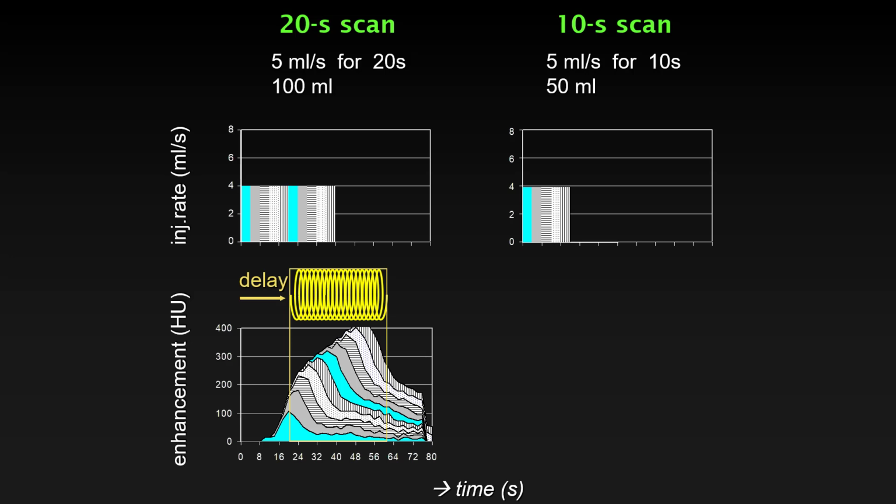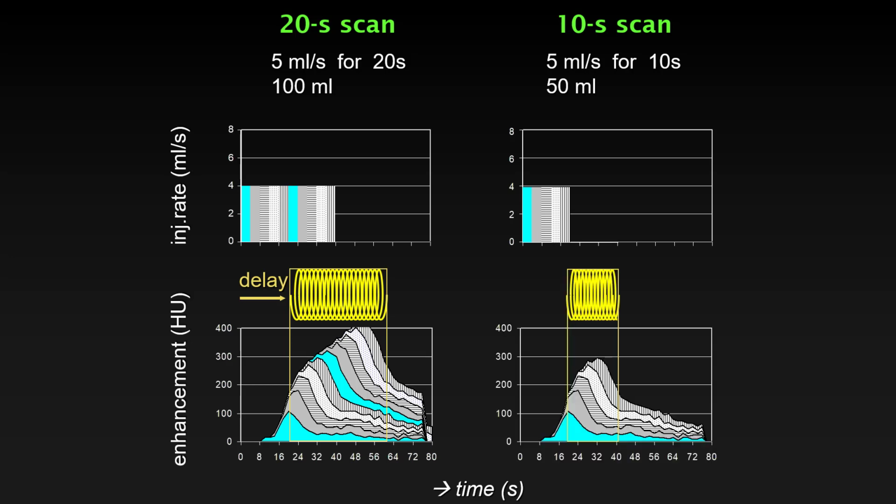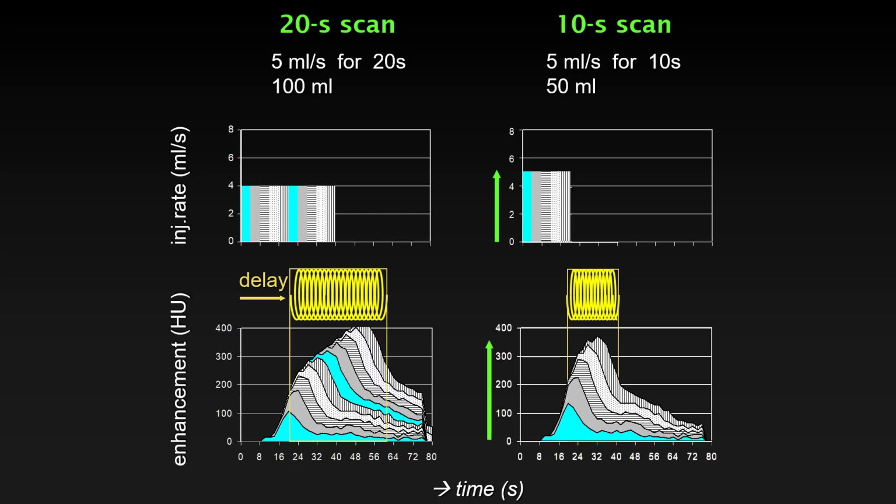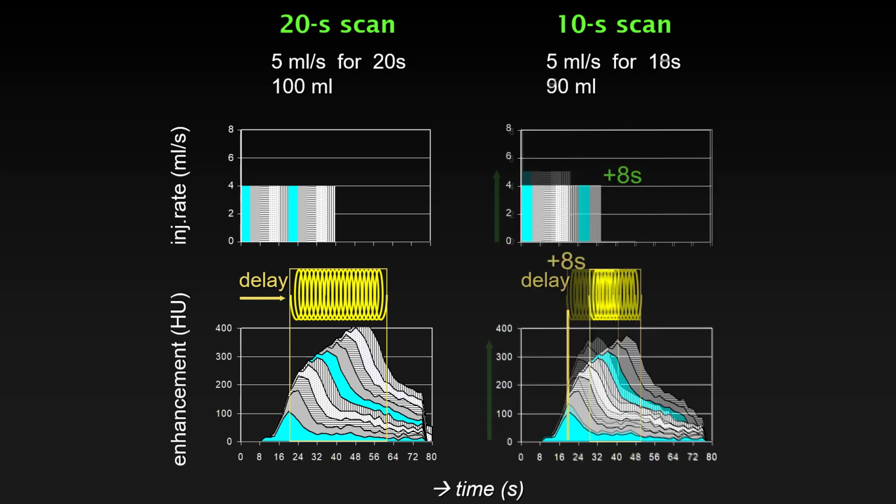Rule 1 tells you that the arterial enhancement is directly proportional to the iodine administration rate or to the injection rate. So if you just increase your injection rate, let's say from 4 cc's to 5 cc's per second, your enhancement will also increase proportionately. So that's a very simple way to just improve your enhancement again.